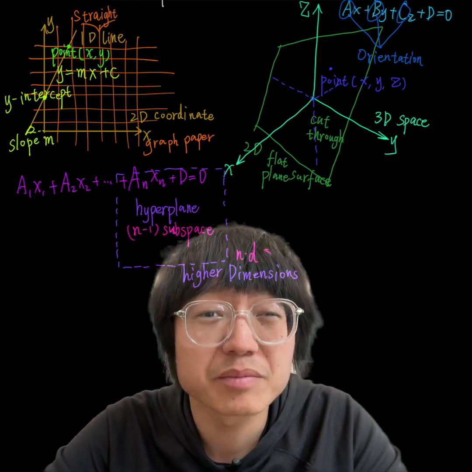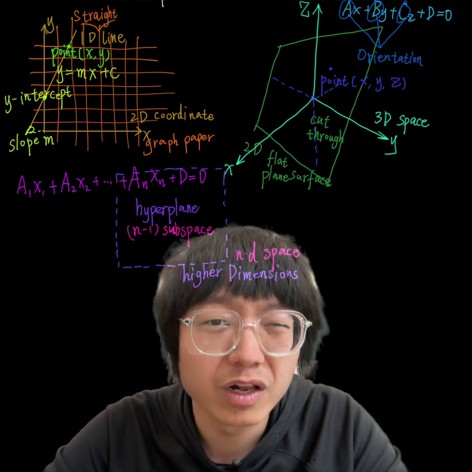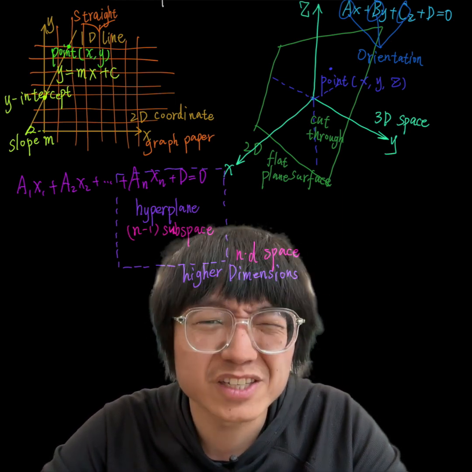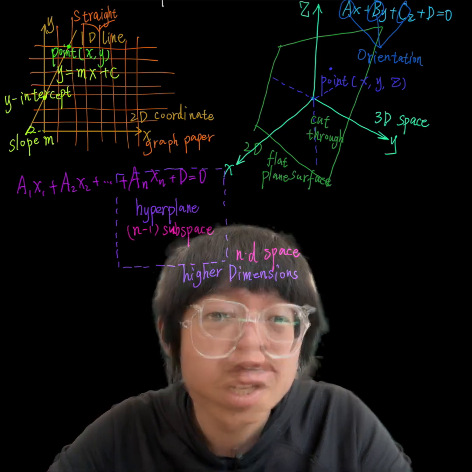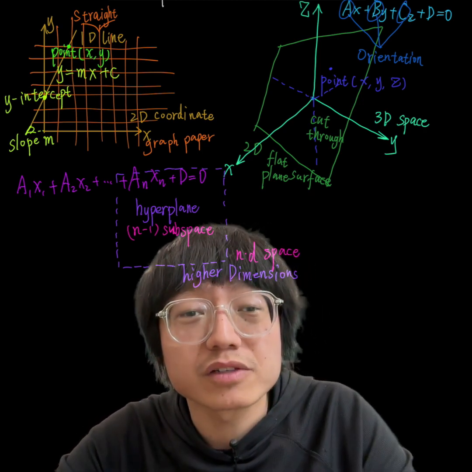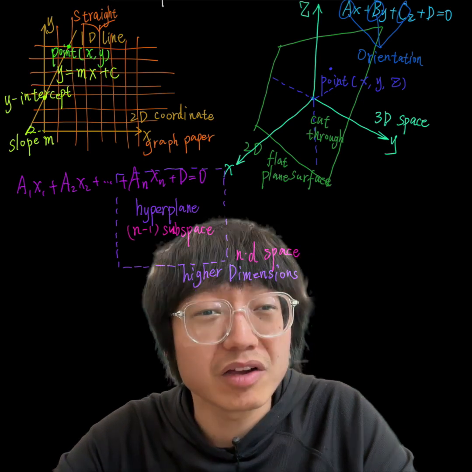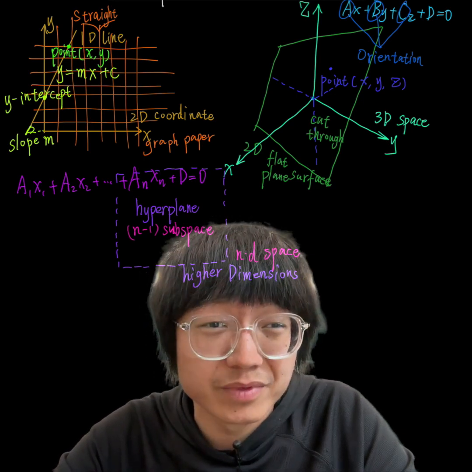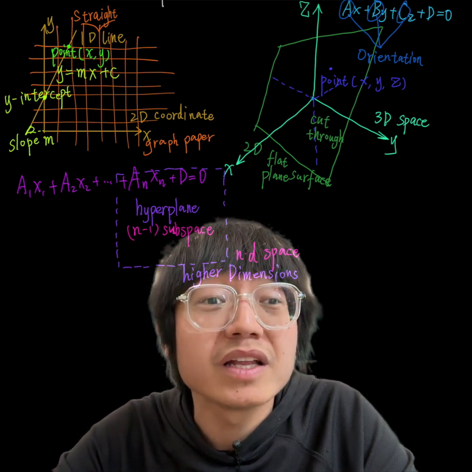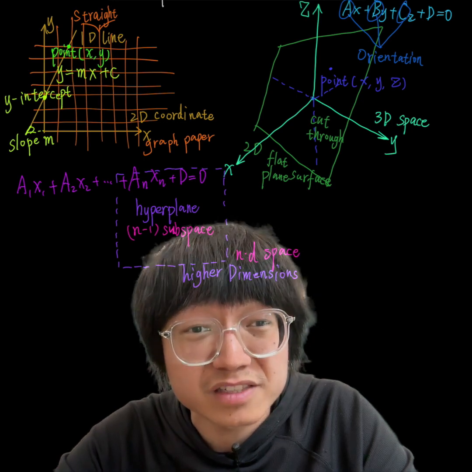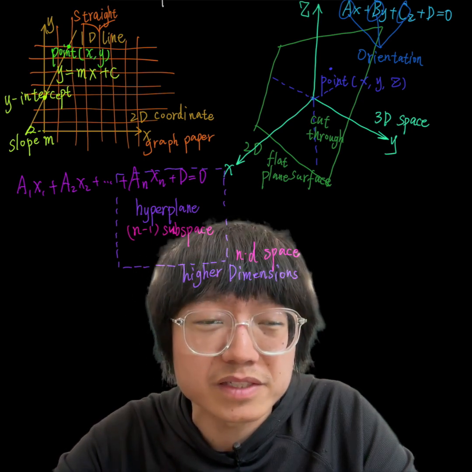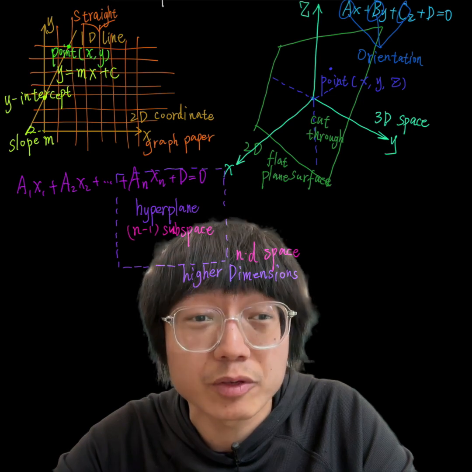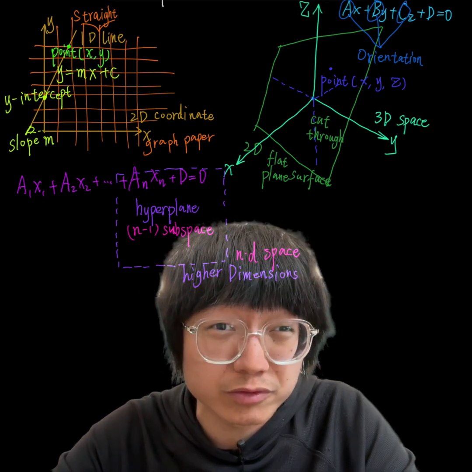For higher dimensional hyperplanes in 4 or more dimensions, visualization becomes challenging due to the limitation of the 3-dimensional space that we can perceive. However, the concept is the same, with the hyperplane being an n minus 1 dimensional flat surface in n-dimensional space, which satisfies a linear equation involving n variables.